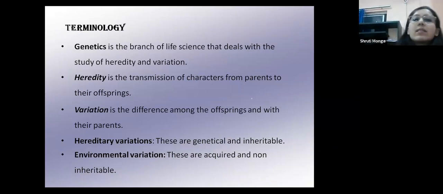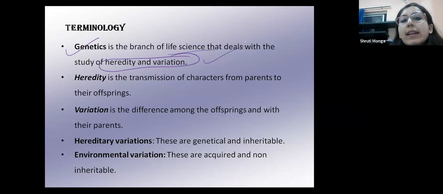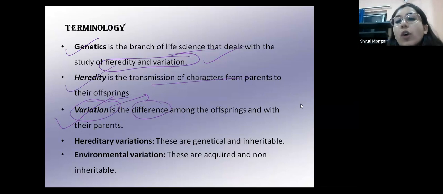What is genetics? Although it's not there, Ravi, you should know that genetics is a branch of life science that particularly deals with heredity and variation only. What is heredity? As you said, the transmission of characters from parents to offspring. Variation is difference among the offspring, some would have unique characteristics. So the difference among the offspring with their parents is variation. Now, some of the variation could be hereditary, that are genetical, present in the genes, and some are environmental also, that are not acquired. But they are there as a result of some change in the environment.